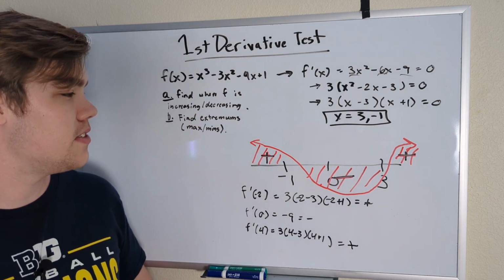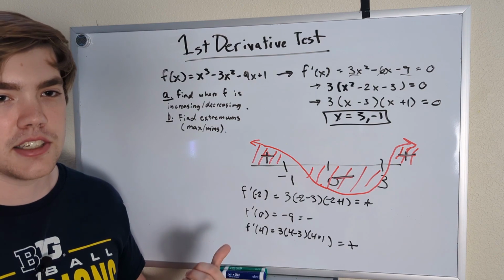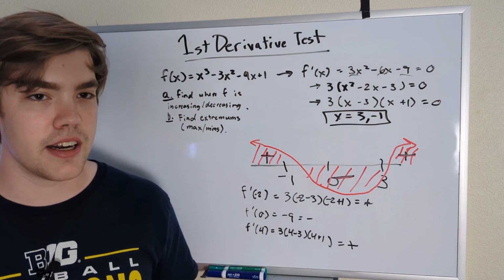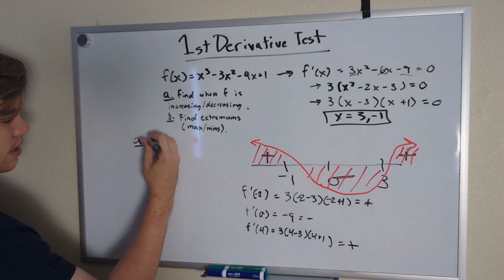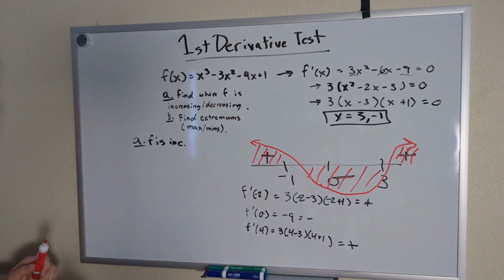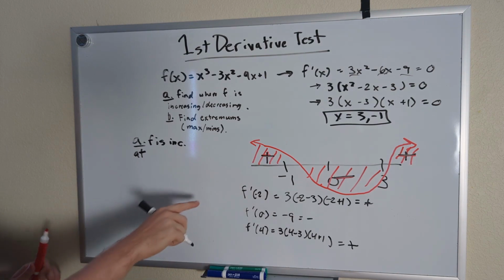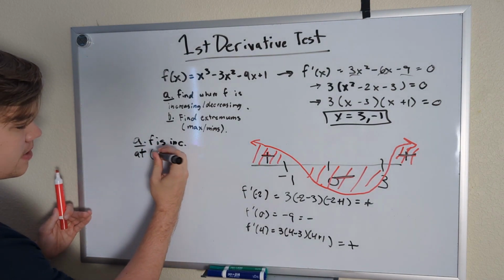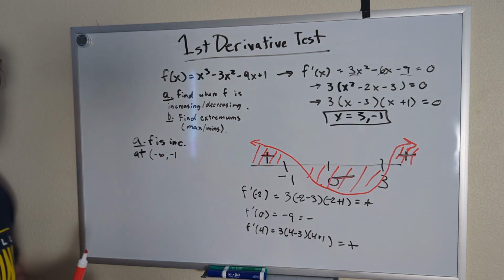Remember, by the first derivative test, wherever f prime of x is less than 0, f is decreasing, and whenever f prime of x is greater than 0, f is increasing. So for part A, f is increasing. I'm going to write INC for increasing, and we're going to use interval notation to mark where it's increasing. We know that anything below -1, it's increasing. So from -infinity all the way to -1, the function is increasing.